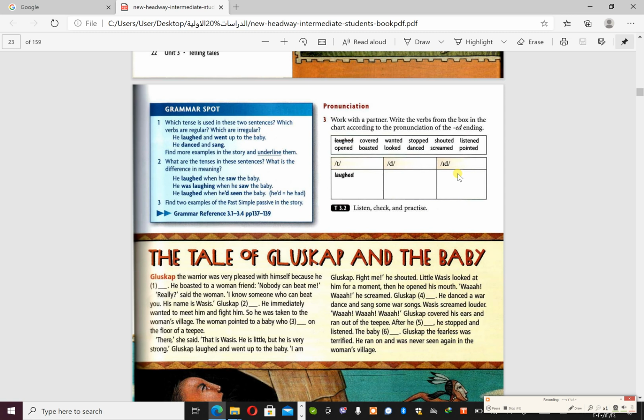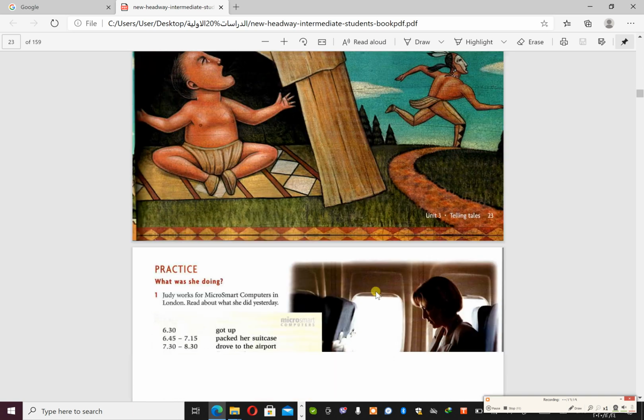No, absolutely not, okay? So you have to be careful about the pronunciation, and since it's important, of course it's going to be in the test, okay? So you have to be careful.